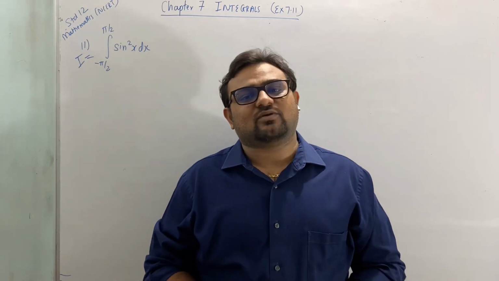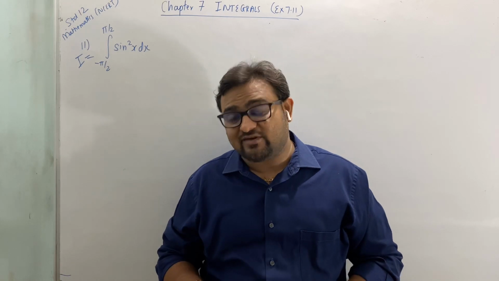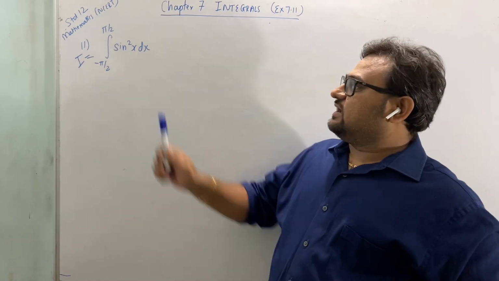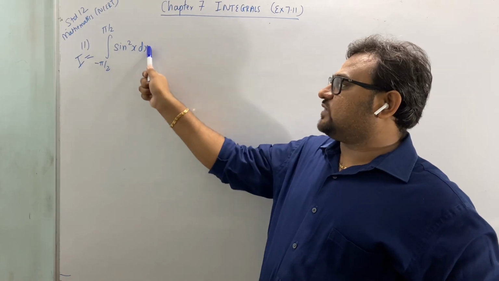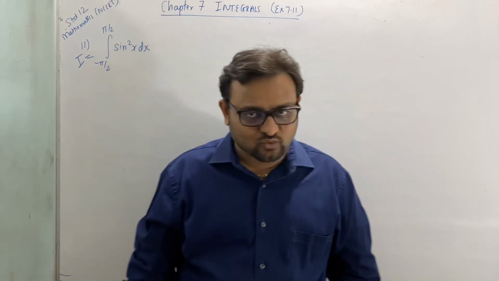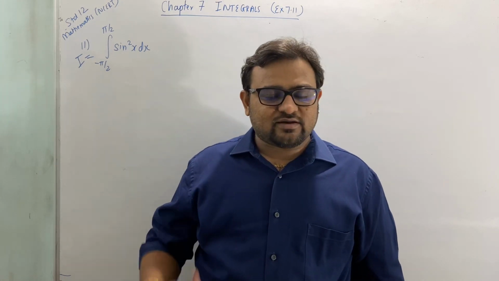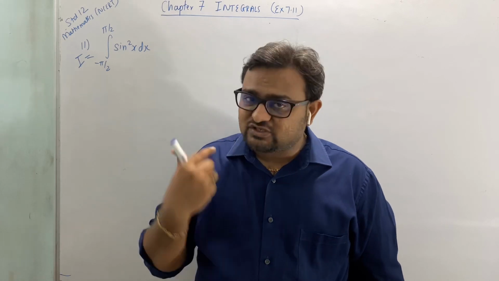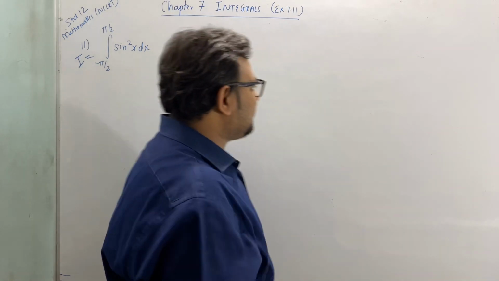Now let's start exercise 7.11, question number 11. Question number 11 is the integration of sine square x dx from minus pi by 2 to plus pi by 2. We are doing this exercise 7.11 based on the properties of definite integration, so there was a property.